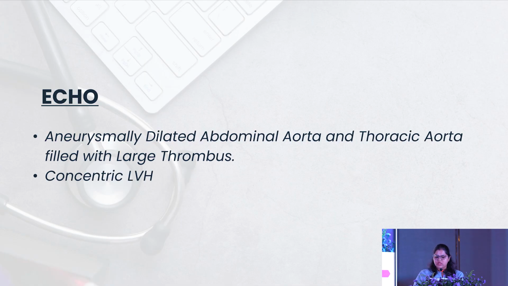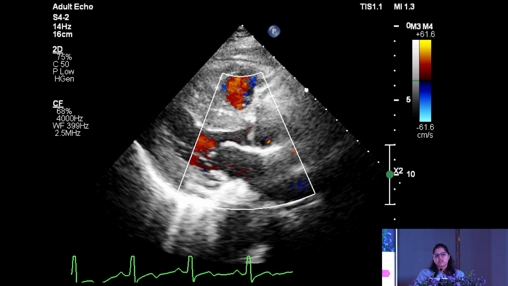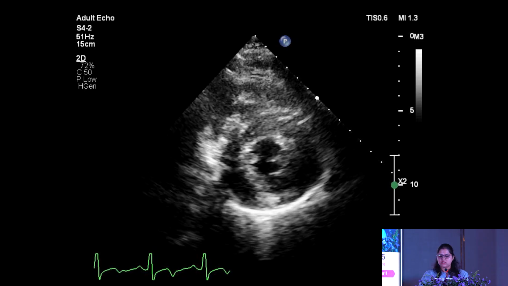And then echo. Echo showed concentric LVH and aneurysmally dilated abdominal aorta and thoracic aorta. Here, this is a plax view where we can see LVH. This is the color flow. We can notice there is no significant aortic valve or mitral valve regurgitation. This is the proximal ascending aorta, which is normal, measuring around 3.5 centimeter. Here we can notice there is a thin borderline thrombus formation.